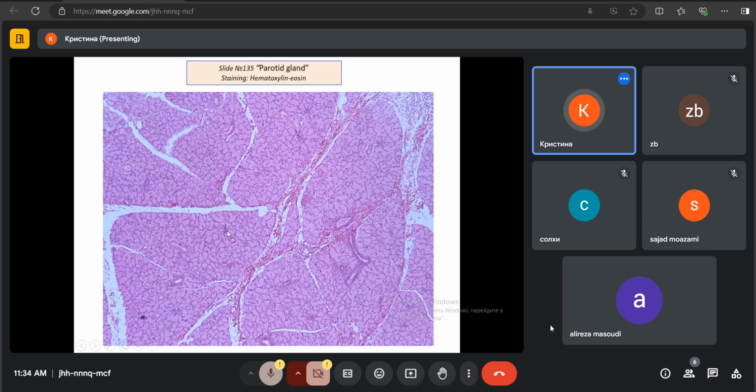Also here we have these intercalated ducts. Then go striated ducts, which also have a very well seen lumen, and the cytoplasm is oxyphilic, but it is not very well seen in such low magnification. Here also the striated duct, here and here and here.